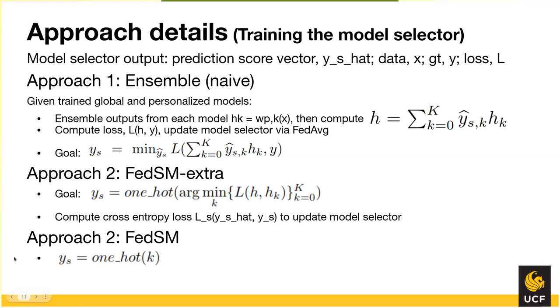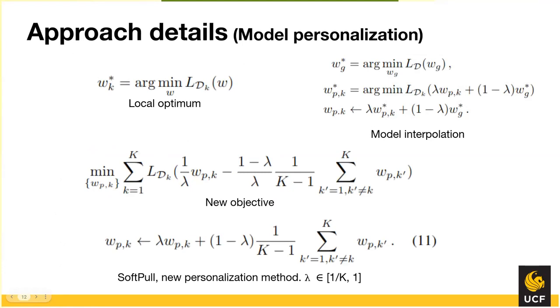So this can be done in parallel with the other training, because it doesn't depend on having a trained personalized model or a trained global model. So it's easier to learn. It's very clear what the model selector should output, and it gets rid of the communication rounds after training. So here I show their proposed optimization method, their new objective method, and how they train their personalized models.